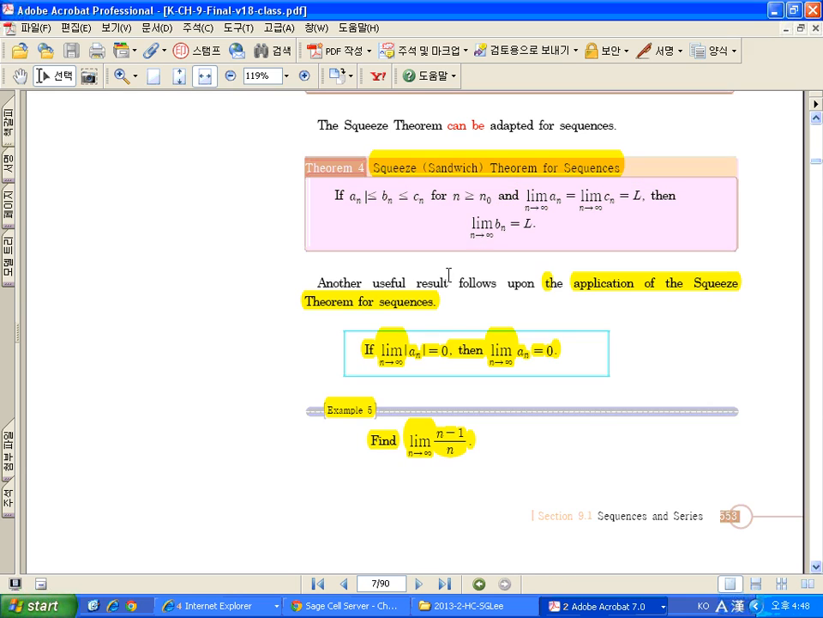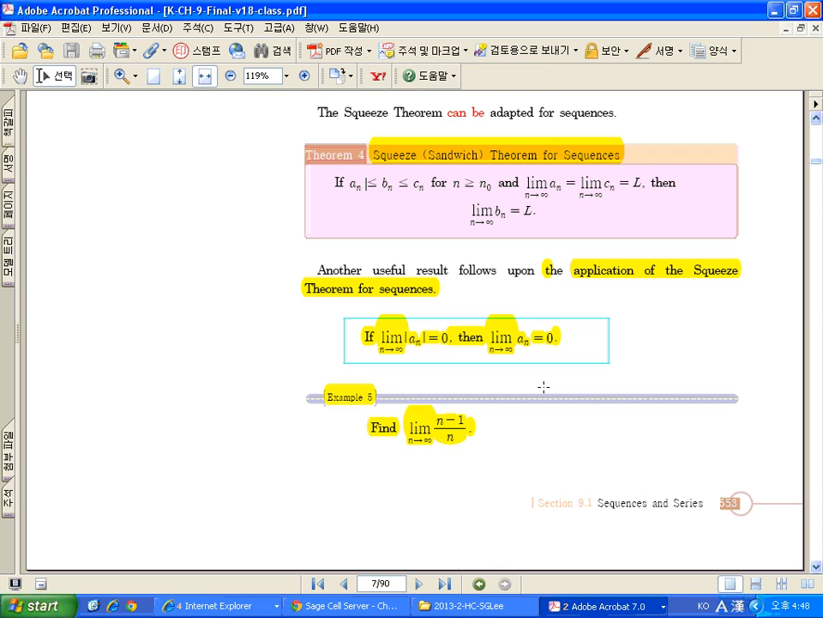Another useful result is an application of the squeeze theorem for sequences, like this. If the limit of the absolute value of a_n is equal to 0, then the limit of a_n should be 0, because a_n is in between minus the absolute value of a_n and plus the absolute value of a_n. They all go to 0, so the middle term a_n should go to 0.